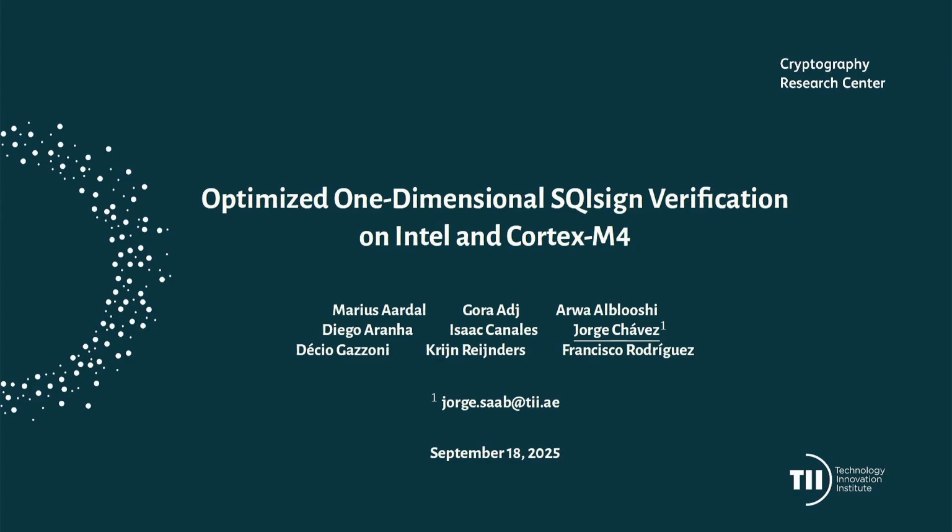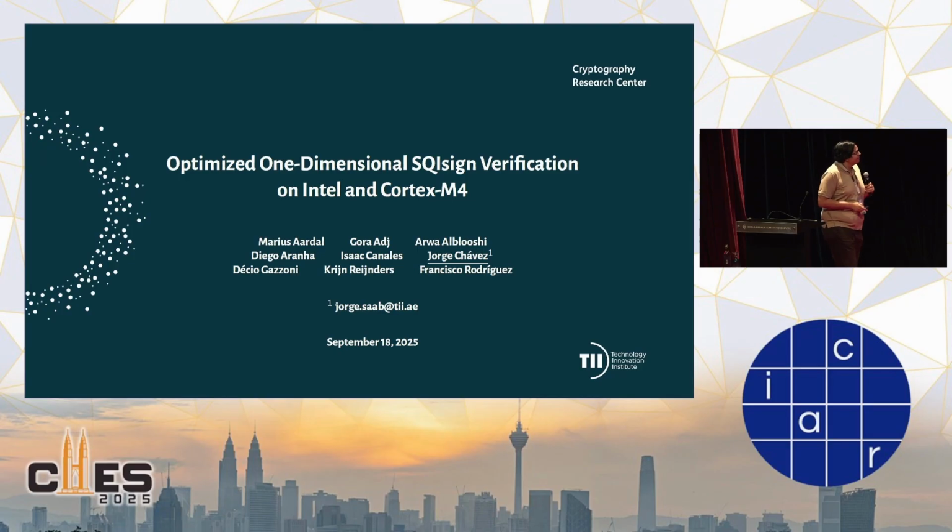Thank you. So hello guys, congratulations, you made it to the last talk of the conference. I'm here to talk about optimizations that we did to one-dimensional SQIsign. This was accepted to CHES about a year ago. I don't know if you have been following SQIsign, but if you do, you'll know that a lot of things have happened in the last year. So this work has aged a little bit, I'm not gonna lie, but I think it's still gonna be worth your time.